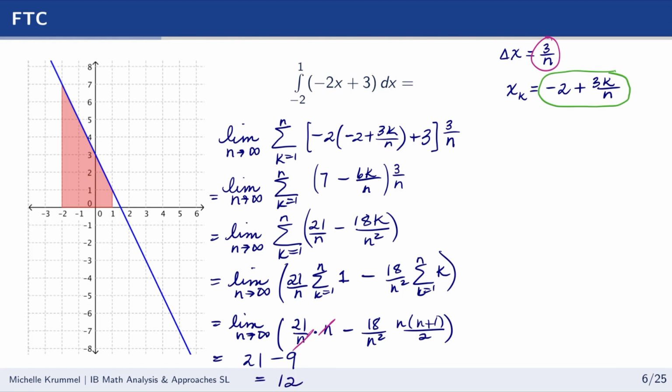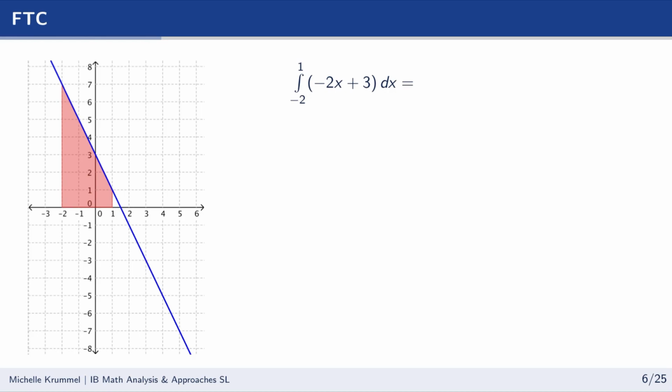So coming back up top, this definite integral here is equal to 12. That is one method for evaluating this definite integral. Let's try a different way, and keep in mind that the answer should be 12.